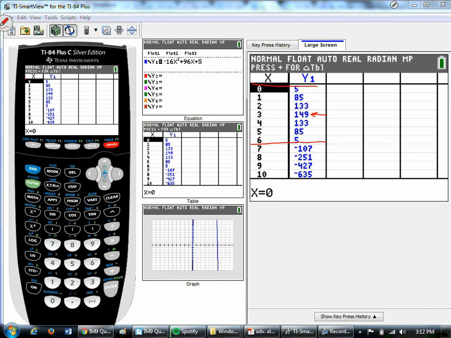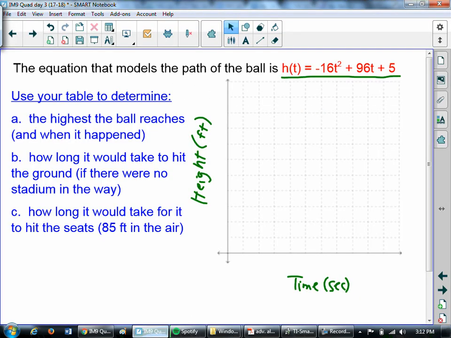So that first question that we had in our lesson said, what is the highest the ball reaches? In our table, it looks like 149 feet. Now, when does that happen? That happens at 3 seconds because that's our x value. Now, this is a point 3, 149 that we can use to help us graph. The next question says, how long will it take to hit the ground if there were no stadium in the way? Okay, so if there's no stadium in the way, that means a height of 0 feet.